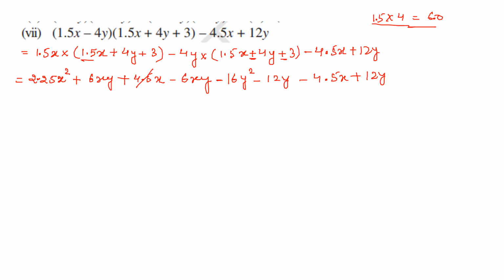Plus 4.5x minus 4.5x, minus 12y plus 12y, plus 6xy minus 6xy. So actually you are left only with 2.25x square minus 16y square. Okay, so this is the simplified form. Though the question was looking very big and by appearance it looked a little difficult, when you solve it, the question is very simple and very interesting also. Now this question has one more part, so let's do it.